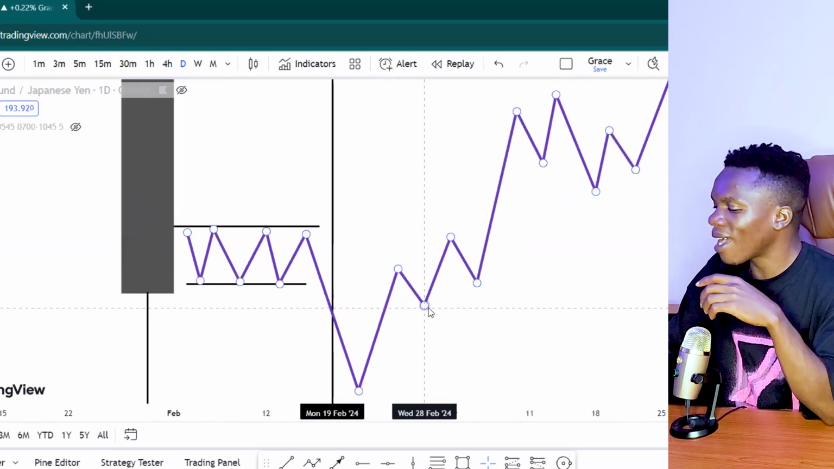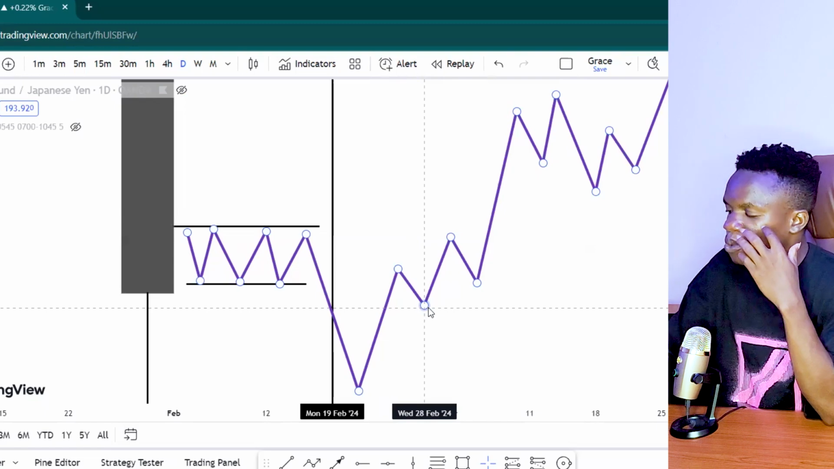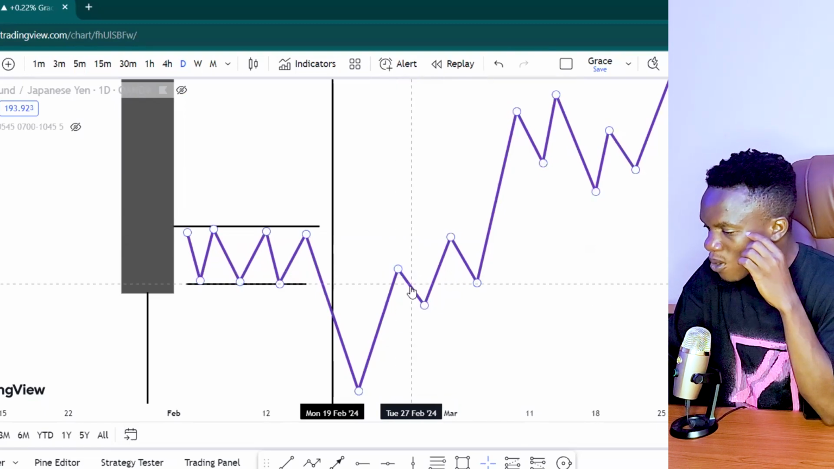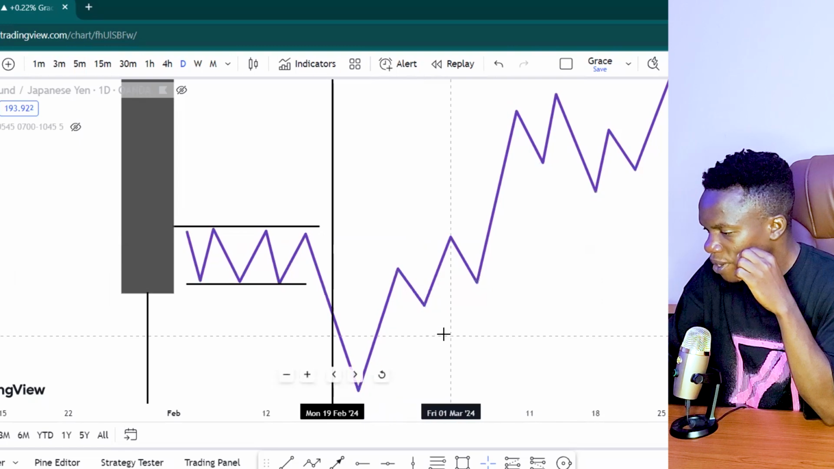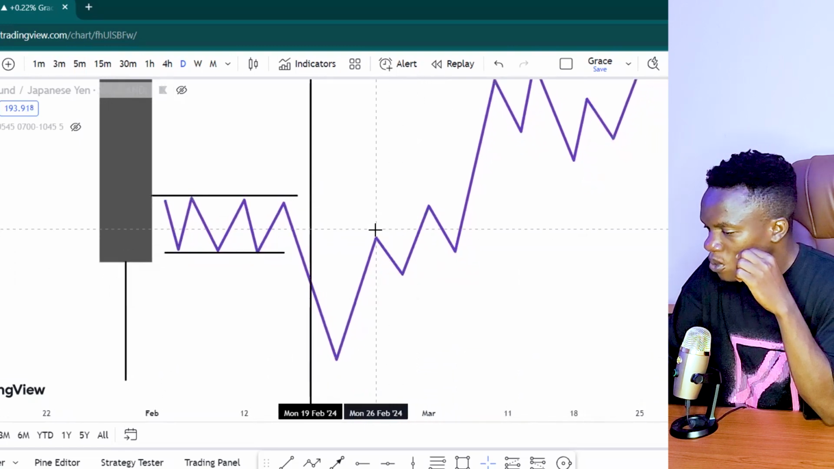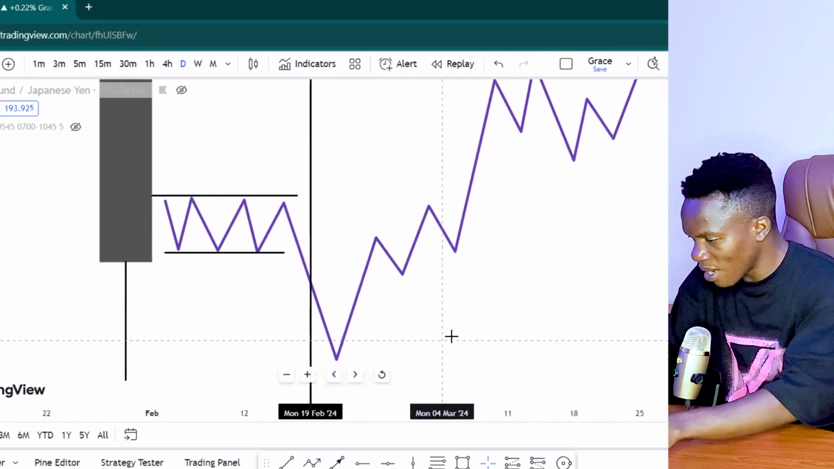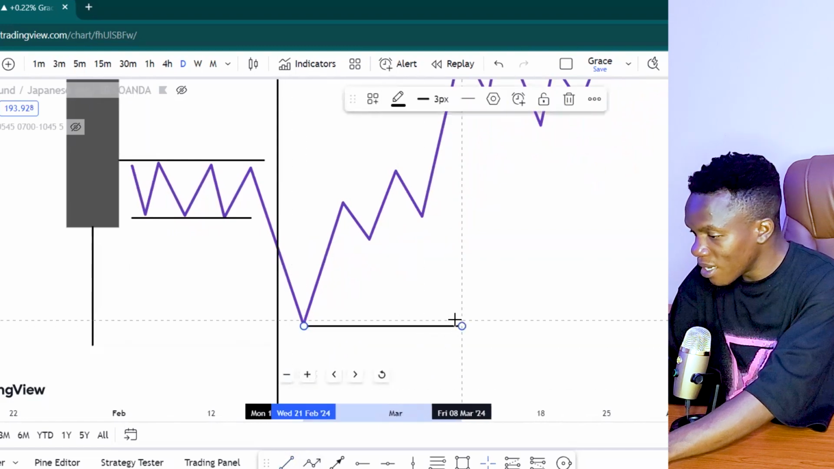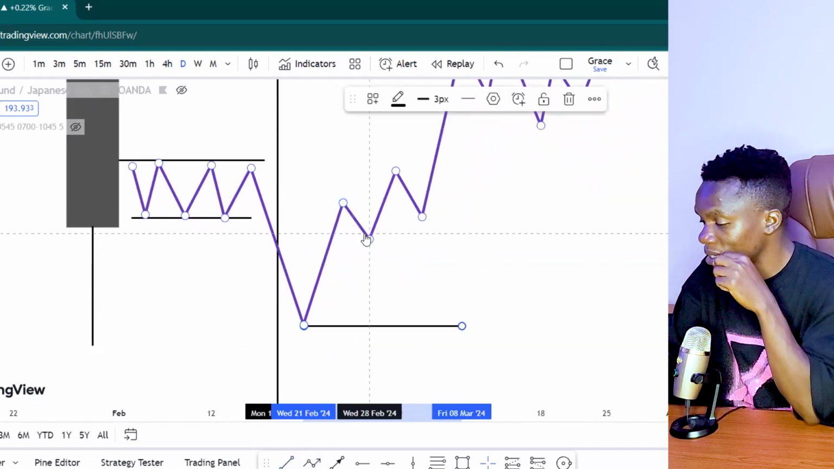This one we call ICT failure swing. There are different kinds of impulse swing in the market, and this one is ICT failure swing. Why is it ICT failure swing? It is because price was unable to go below this low. So in as much as price was unable to go below this low, this has become ICT failure swing.